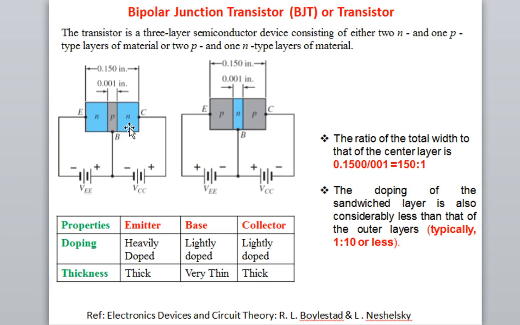So this is known as the NPN transistor, and if it is made from two P and one N, that is PNP: first layer, second layer, third layer. Then it is called a PNP transistor. So this is the NPN transistor and this is the PNP transistor. There are two types of transistor, one known as the PNP transistor, another known as the NPN transistor.